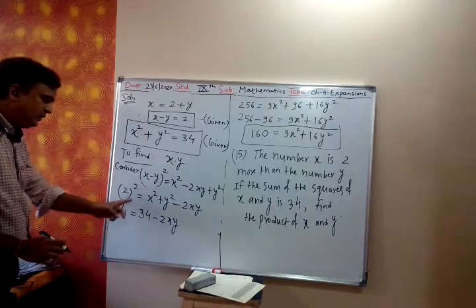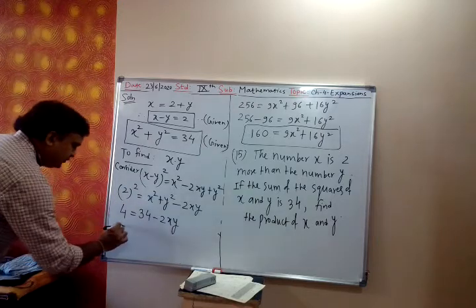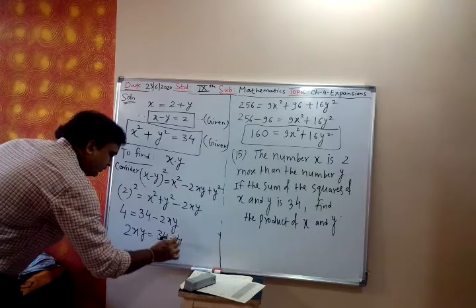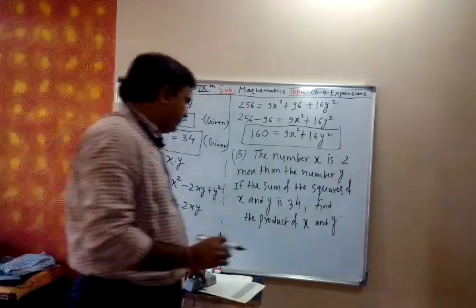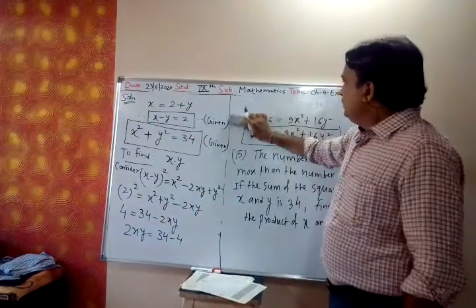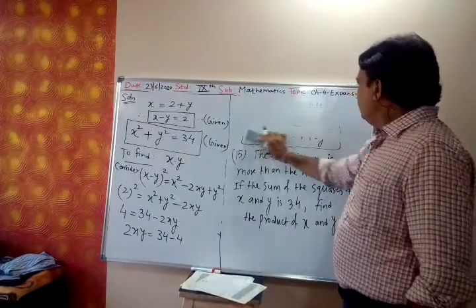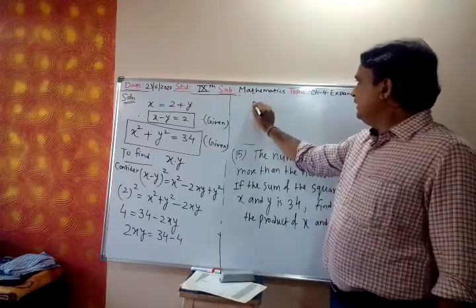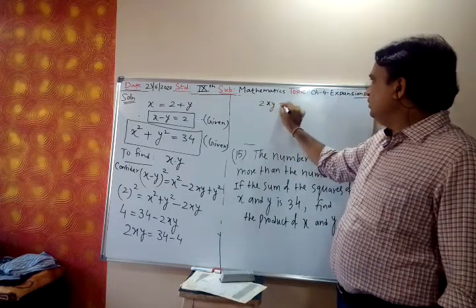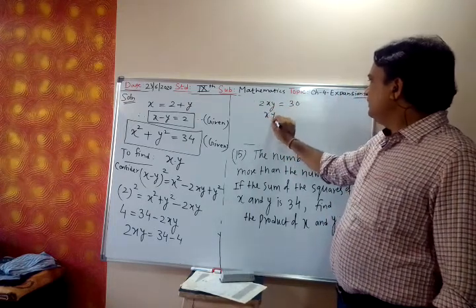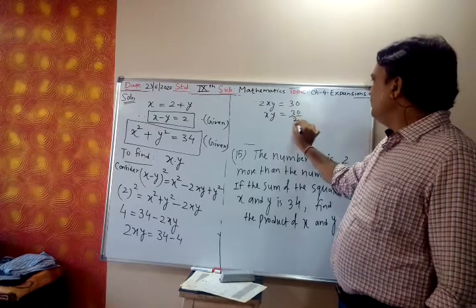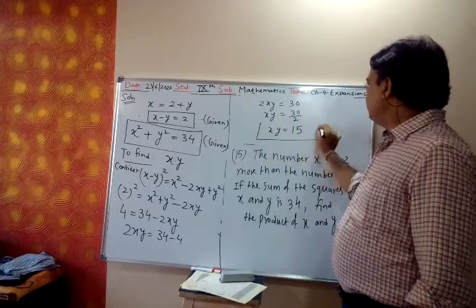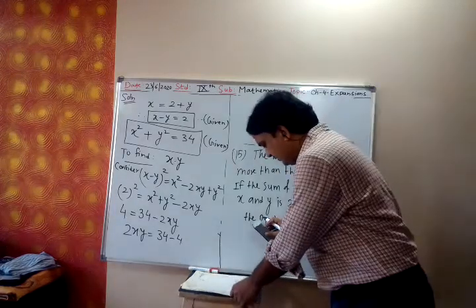I will take 2xy on this side and 4 on that side. So you will get 2xy is equal to 34 minus 4. So 2xy is equal to 30. So xy is equal to 30 by 2. So the product of x and y is 15.